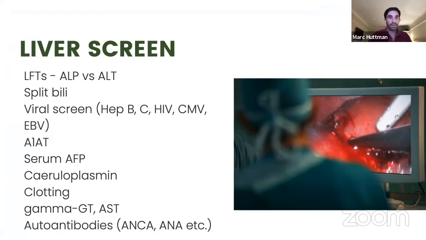So the liver screen, ALP versus ALT, we've talked about. In this case, you might not think about doing all these things, but just bear in mind there are lots of other tests. If someone asks you for a full liver screen, if you're not quite sure what's going on, you can ask for all these different tests, which will all derange your LFTs to some extent.